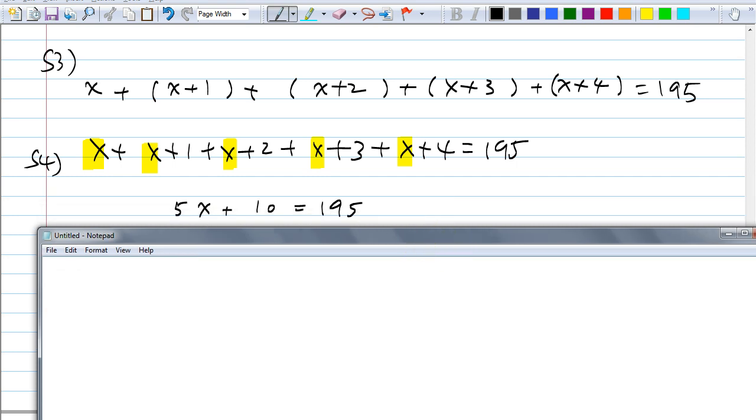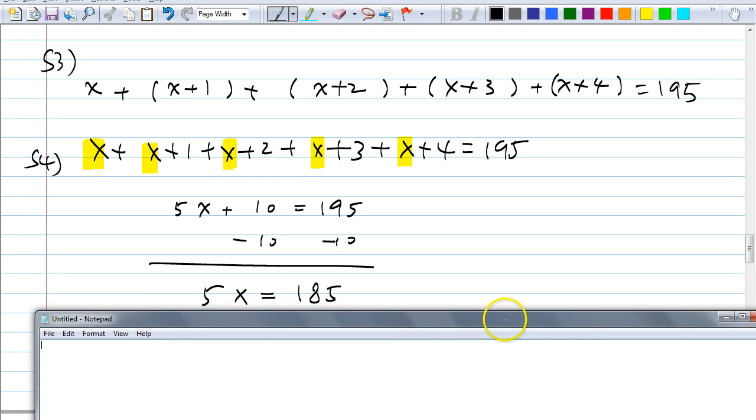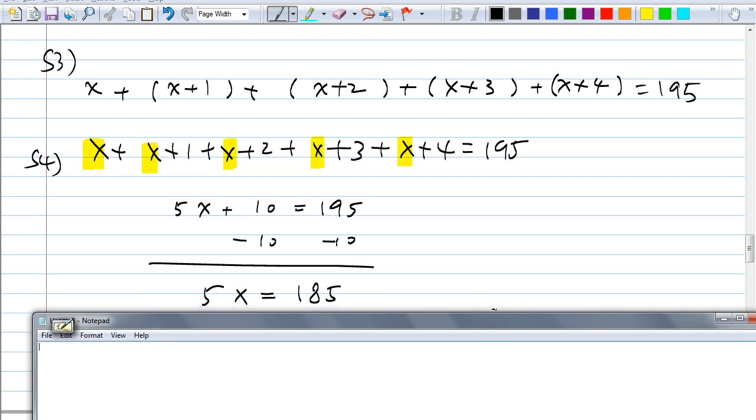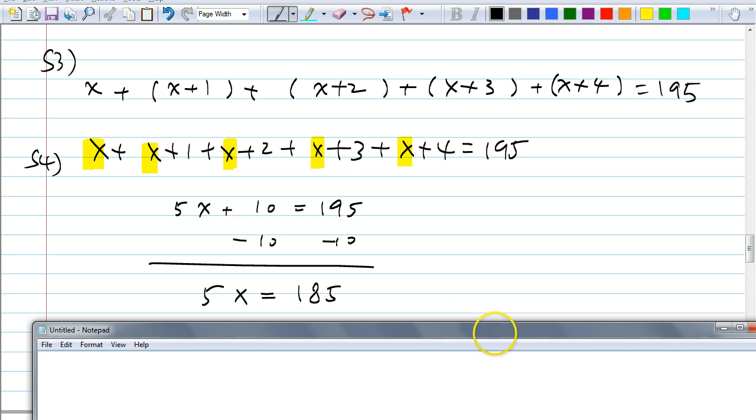Okay, so next we had 5x plus 10 equals 195. Of course, what are we going to do next? Eugene, tell me what to write. Subtract 10. Yeah, subtract 10 from both sides. Then you get 5x equals to 185. Then Jenny, what are we going to do? Divide both sides by 5. And when we divide both sides by 5, what do we get? How about Brandon? What do we get when we divide both sides by 5? 21?